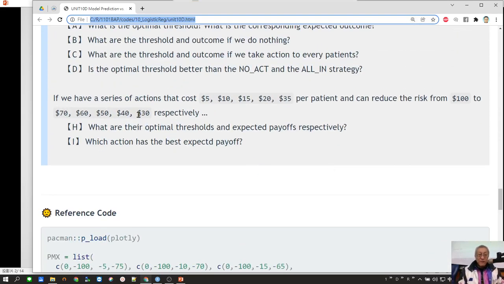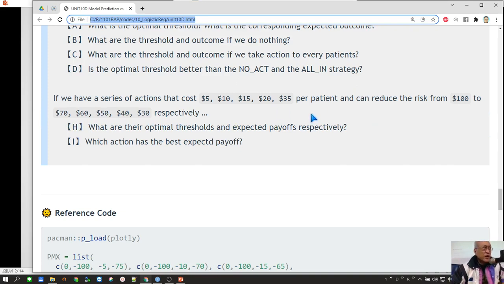I'm saying that if we have a series of treatments that cost 5, 10, 15, 20, 35 per patient, we have a set of different treatments, and the costs of the treatments are different, and the effects are also different. If we do not take any action, for those poor care patients, it costs us on average 100. But if we use this treatment, the risk will reduce from 100 to 70, 60, 50, 40, and 30. These things are assumptions, isn't it?